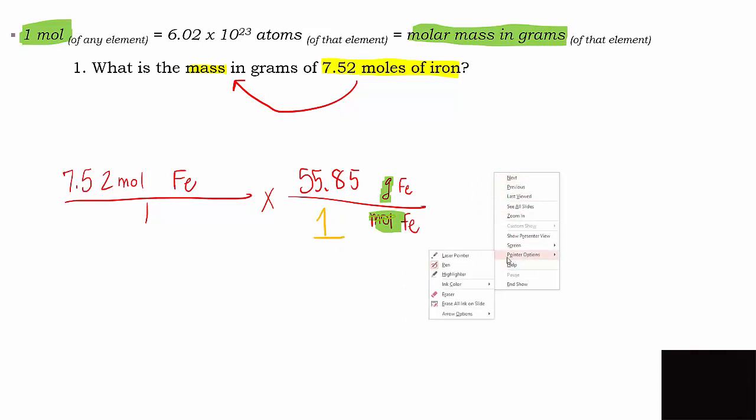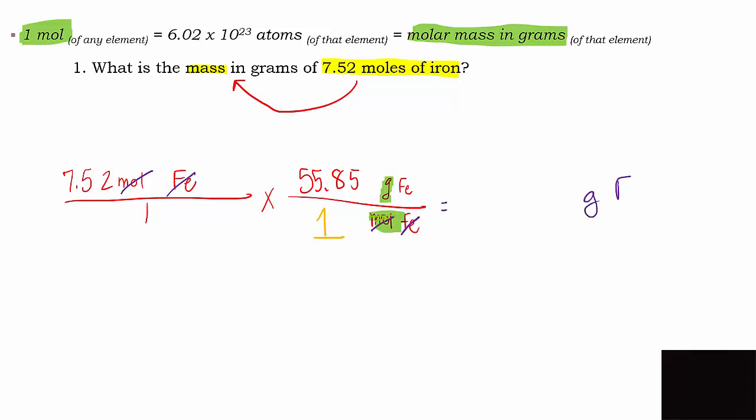All right, what we're going to do now is cross out the units that canceled. We arranged it so that moles of Fe cancels, moles of Fe cancels. Our answer worked out to be grams of Fe because that's the unit left over. And now we're ready to do our math. Remember that we multiply the numbers across the top and divide by the numbers on the bottom.